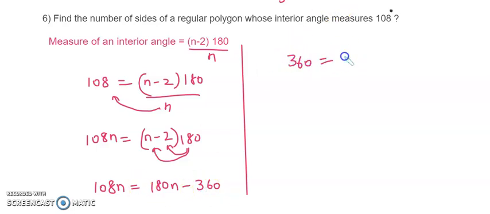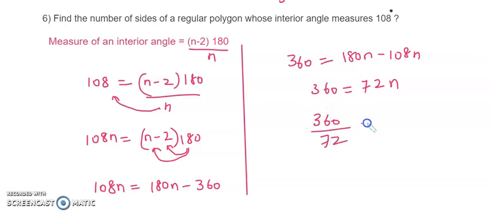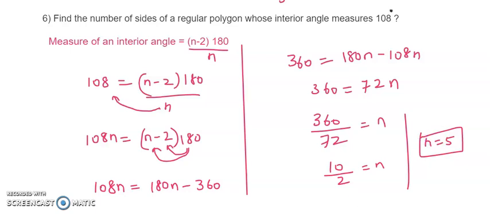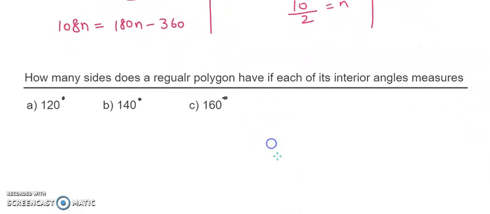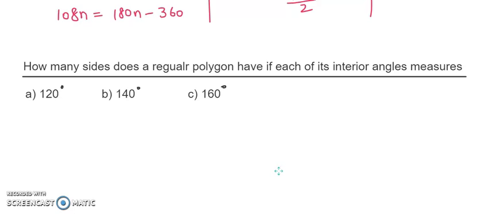So 360 is equal to 180n minus 108n. So 360 is equal to 72n. So that will be 360 divided by 72 equals n. 36 twos are 72, so we get n is equal to 5. Okay. Next, I've taken 3 questions for you to solve.